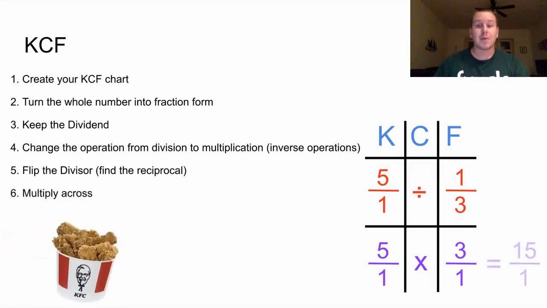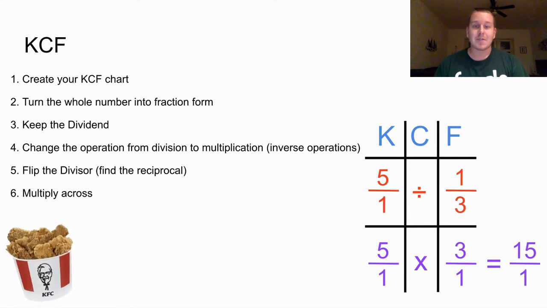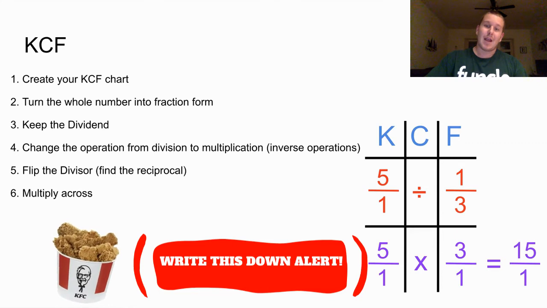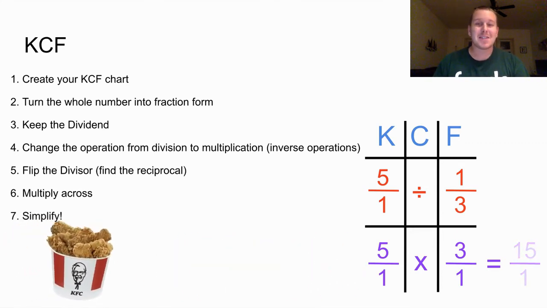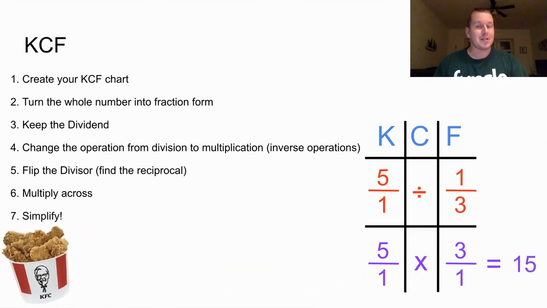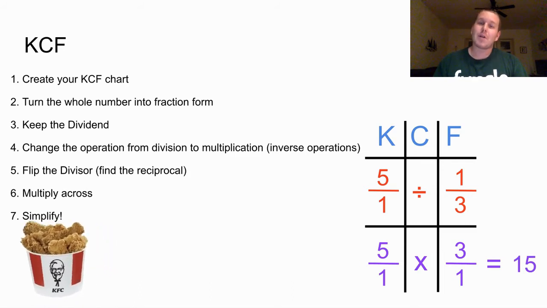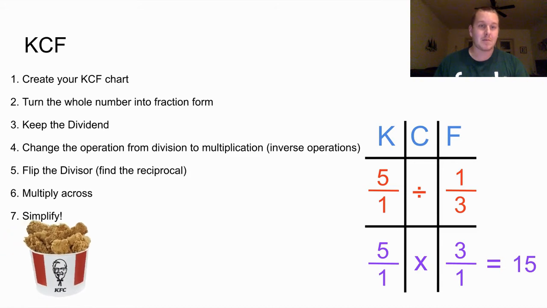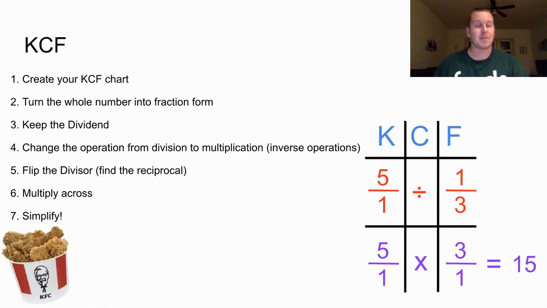Next, we're going to multiply straight across. So 5 times 3 would give us 15, and 1 times 1 will give us 1. And finally, you guessed it, simplify. 15/1 is an improper fraction, so we'd want to change that into a whole number since 1 fits into 15 times. And that's it. We have our answer.